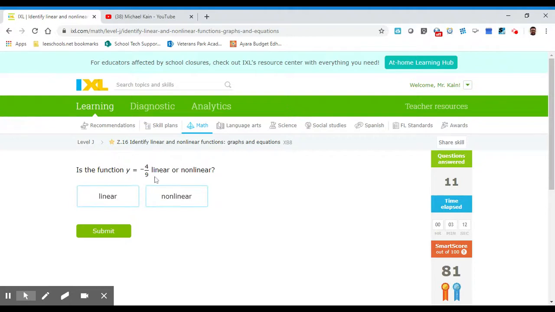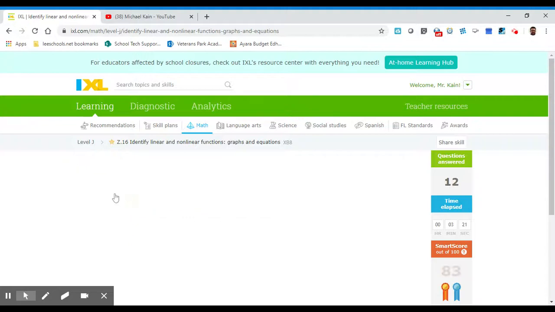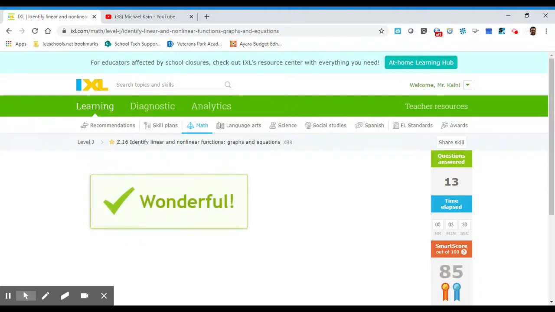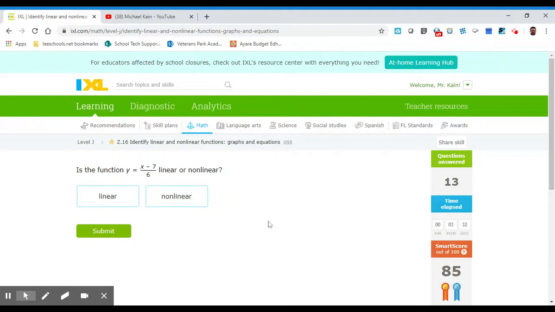Okay, so this is, again, x is not in the denominator, and there's no exponent, so this would be linear. All right, here's the last example I didn't talk about. If you have the square root of x, that's definitely nonlinear. That's not going to be a normal slope. It's not going to be a straight slope.